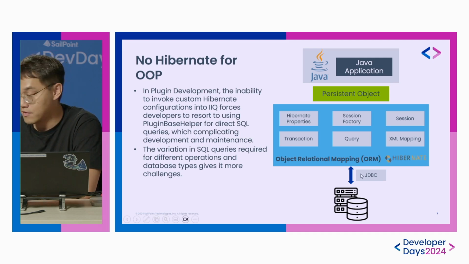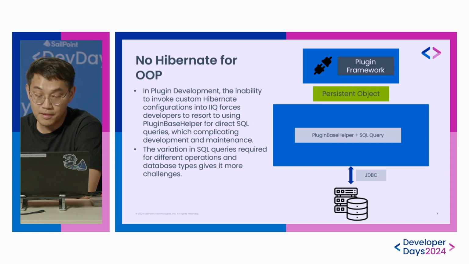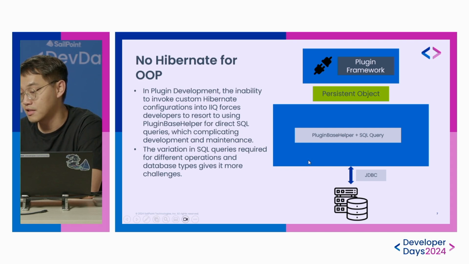However, in the plugin framework, developers mainly rely on the plugin-based helper to execute the SQL query directly to the database. While this is not a bad approach, it somewhat complicates the development and adds additional maintenance effort. For example, if our plugin needs to be installed on different types of databases and also needs to support variations of SQL queries on different persisted objects, then it will be a big challenge to scale up the implementation.